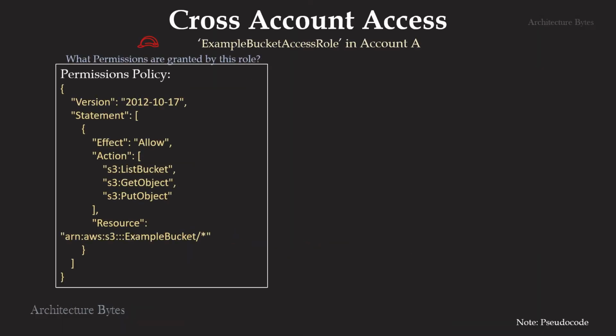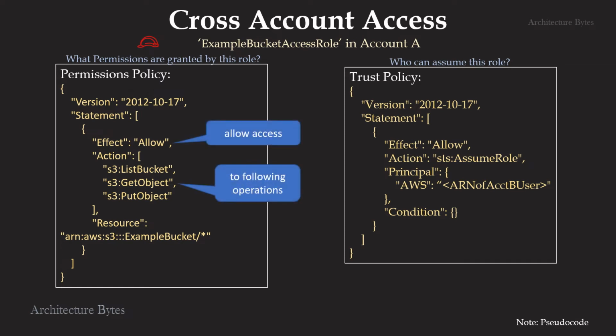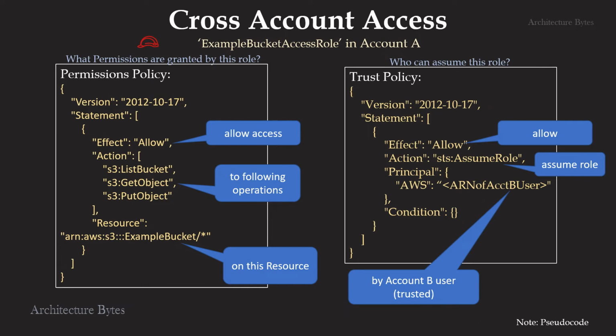Example bucket access role policy is shown here. There is a permission policy and a trust policy in the role. Permission policy reads as allow list bucket, get object and put object operations on example bucket. Trust policy reads as allow account B user to assume this role. In other words, account B user is trusted to assume this role. Therefore, if a user of account B assumes example bucket access role, he will gain access to the example bucket.